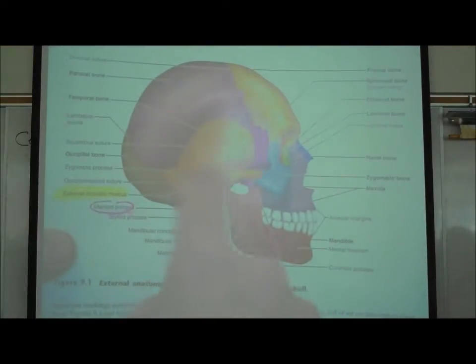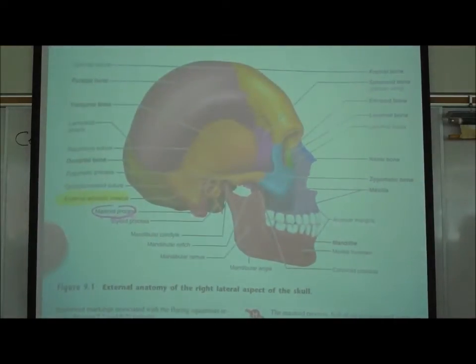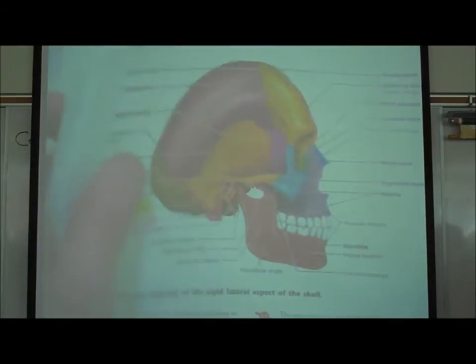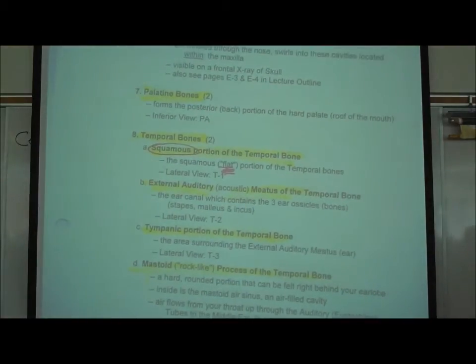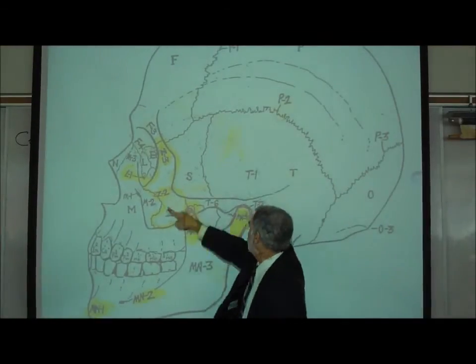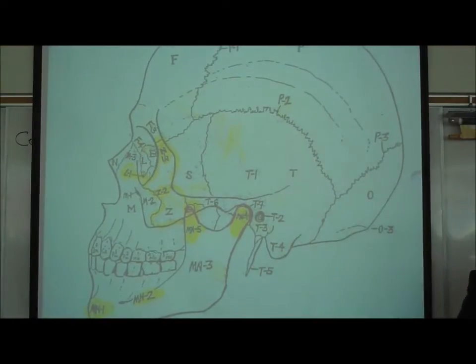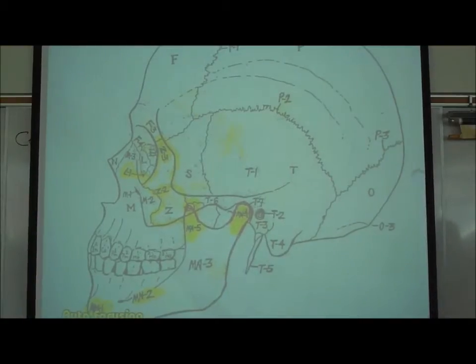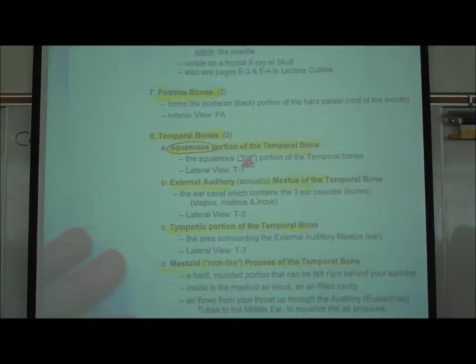This is the temporal bone right here in our lab manual in orange. In our Mr. Skullhead picture, the temporal bone is this big bone right here labeled T. Temporal means on the side, the temples. So the first thing is the squamous portion of the temporal bone.